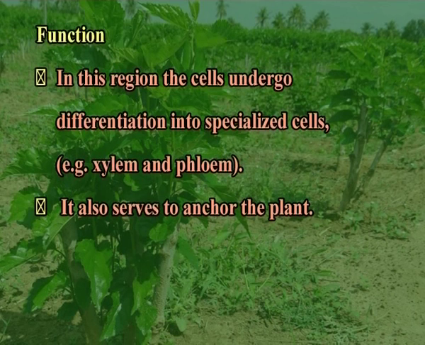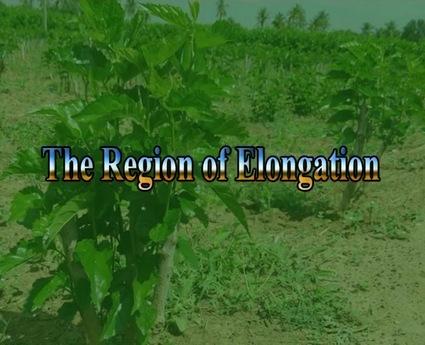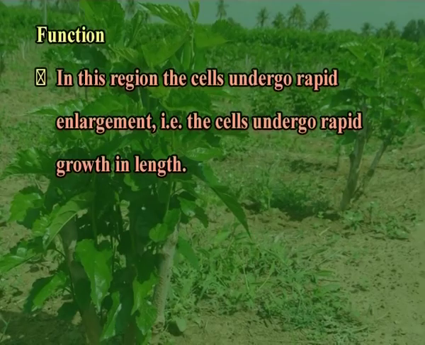It also serves to anchor the plant. The region of elongation: the cells formed in the meristematic region undergo rapid growth in length. This causes the root to elongate and penetrate deeper into the soil in search of water and mineral salts. The meristematic and elongation zones are also referred to as the region of growth. Function: in this region, the cells undergo rapid enlargement, that is, rapid growth in length.